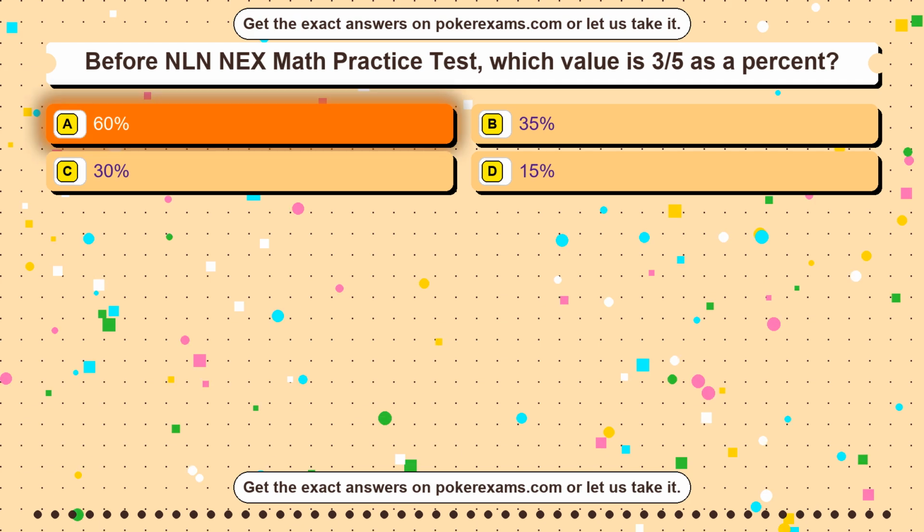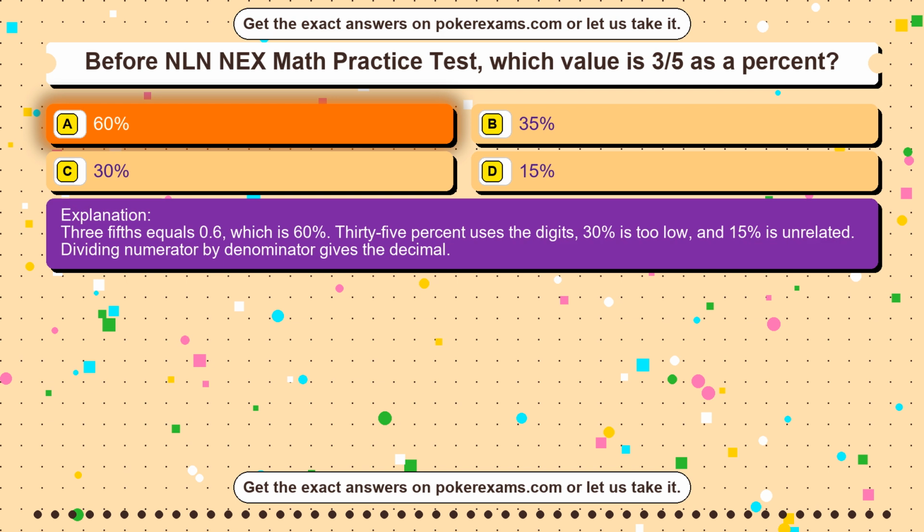60%. 3/5 equals 0.6, which is 60%. 35% uses the digits, 30% is too low, and 15% is unrelated. Dividing numerator by denominator gives the decimal.